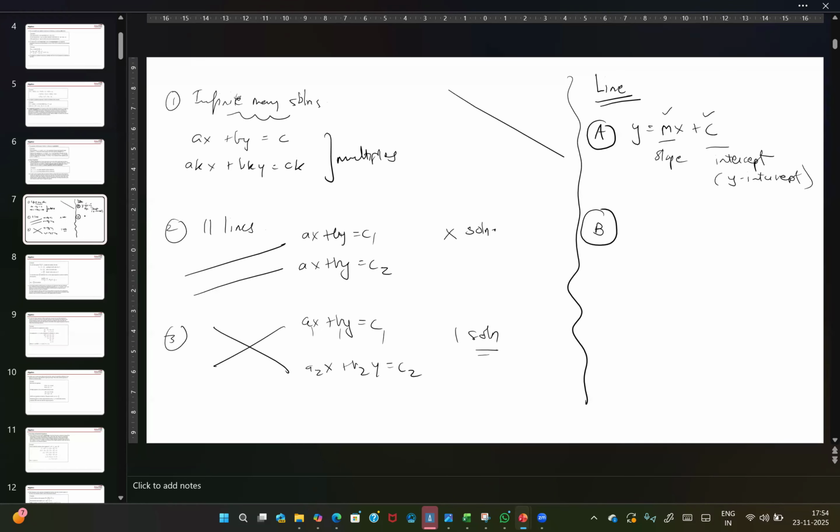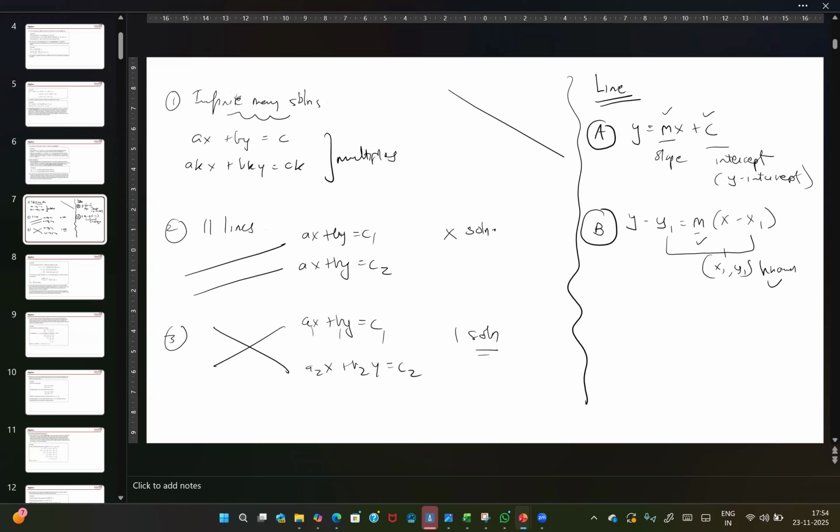The second way of getting a line equation is using y minus y1 equal to m into x minus x1. This you will use when you know the slope and you know one point, x1 comma y1. When you know the slope and one point x1, y1, then you can find the line equation.